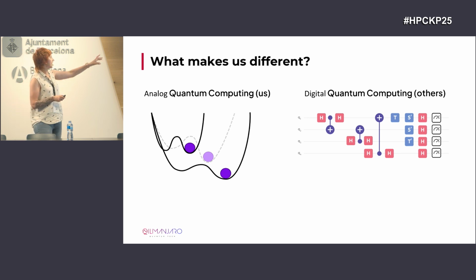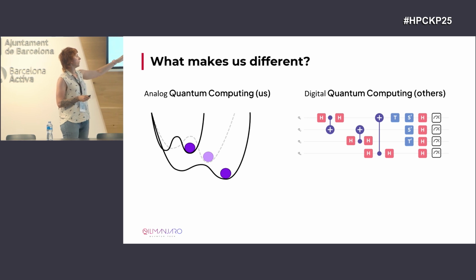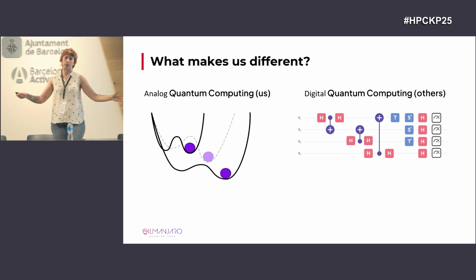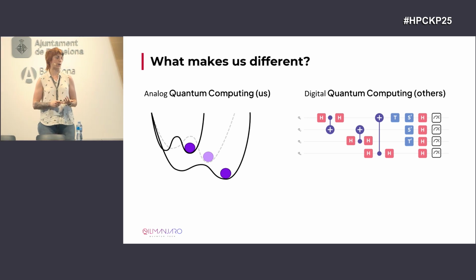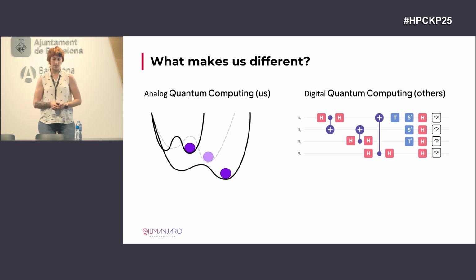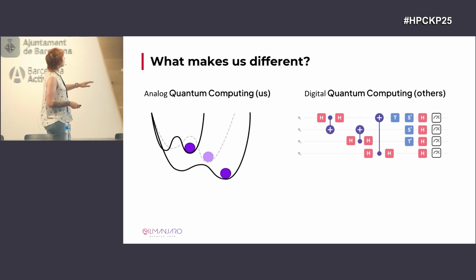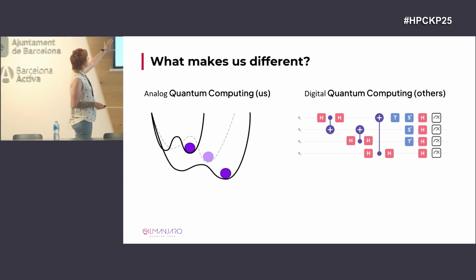If this is a very small circuit, it doesn't have too many errors associated. But try to imagine a very long circuit, for example, the Shor algorithm, that will be a future use case, the decryption of keys, which can be quite long, and will have a very big error associated to that. So what we do is analog quantum computing.